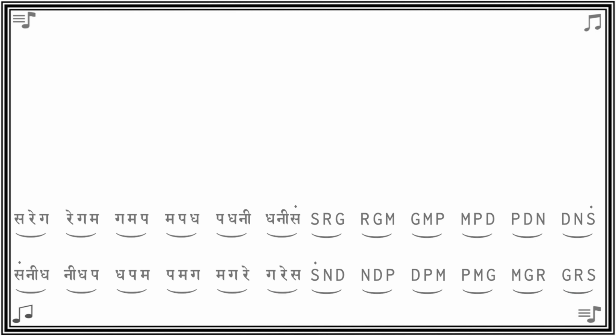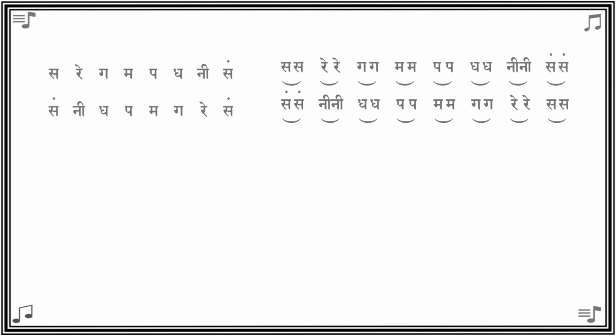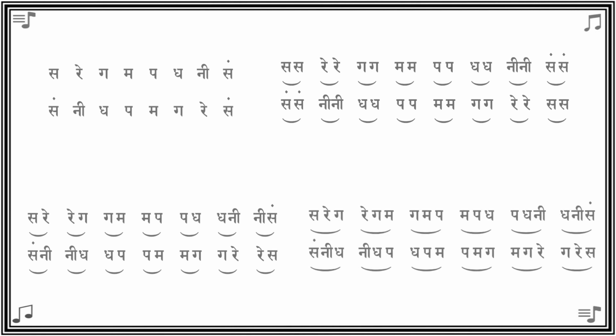Superb. With this, we have come towards the end of the video. Let me summarize the entire video for you. Today, we covered four Alankars, which is Sa Re Ga Ma Pa Dha Ni Sa. The second one, Sa Sa Re Re Ga Ga Ma Ma. The third one, Sa Re Re Ga Ga Ma Ma Pa. And the last one, Sa Re Ga Re Ga Ma Ga Ma Pa, and so on. All these four Alankars can be found in the updated PDF that I have posted in the link in the description below.